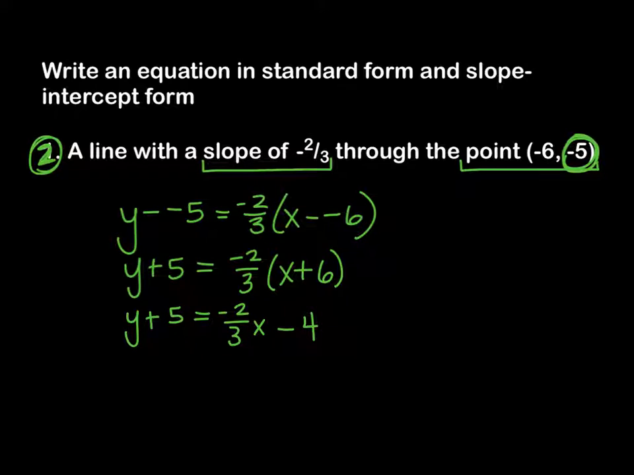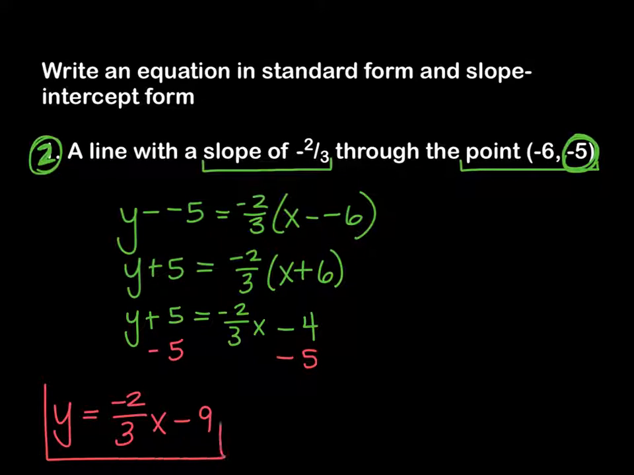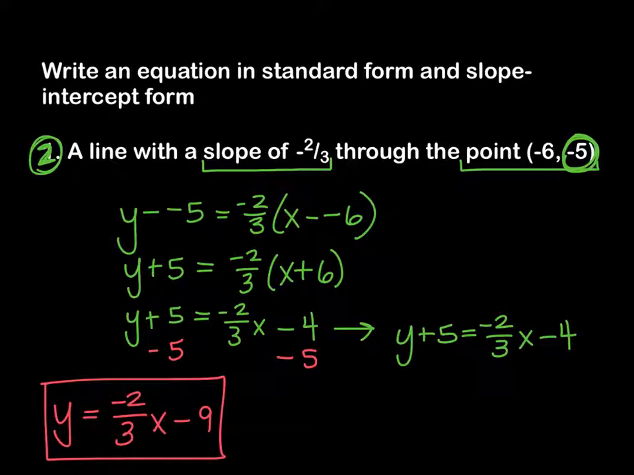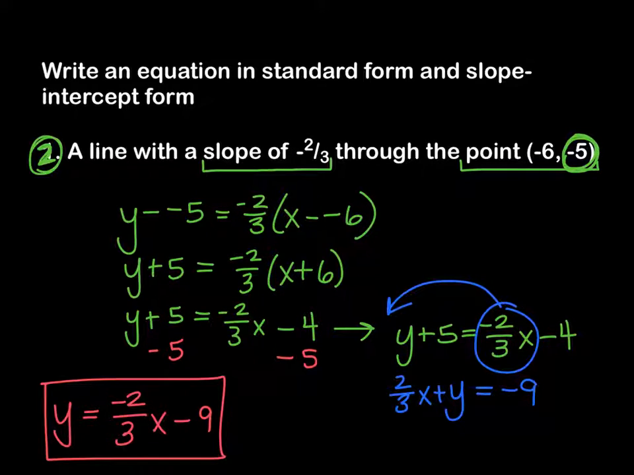All right, so for slope-intercept form, we're going to get y by itself. That means I'm going to subtract 5 from both sides. So slope-intercept form is going to be y equals -2/3 x minus 9. If I wanted standard form, I could have taken this original equation, and it probably still makes sense to move the 5, but I'm also going to move this x piece to the other side. So now my equation is going to say 2/3 x plus y equals -9. The -9 is coming from the same place, but now this term is moving to the left.